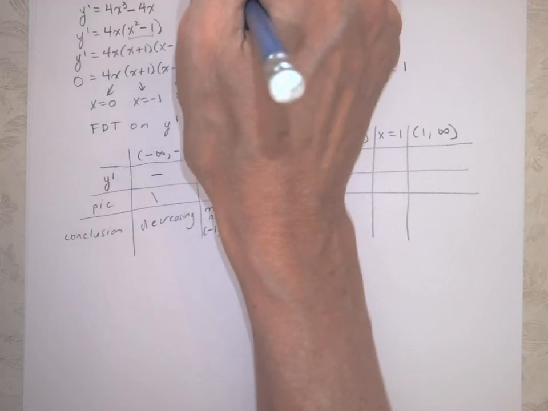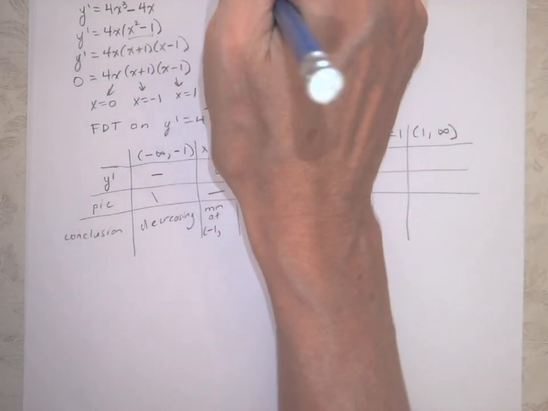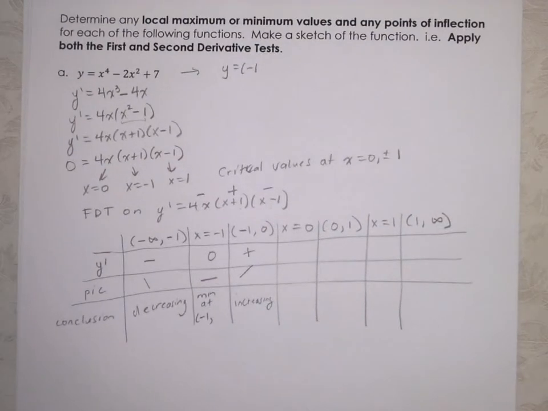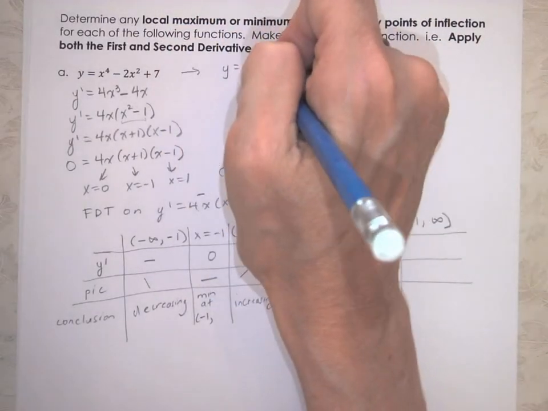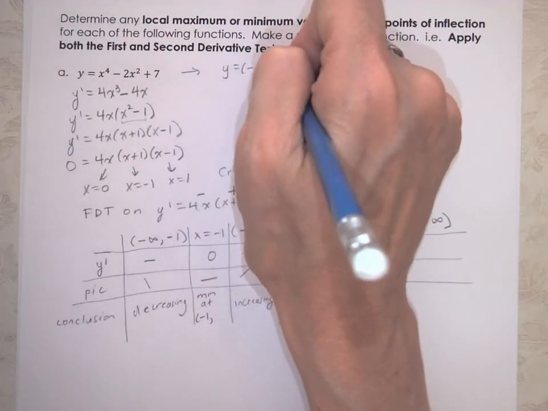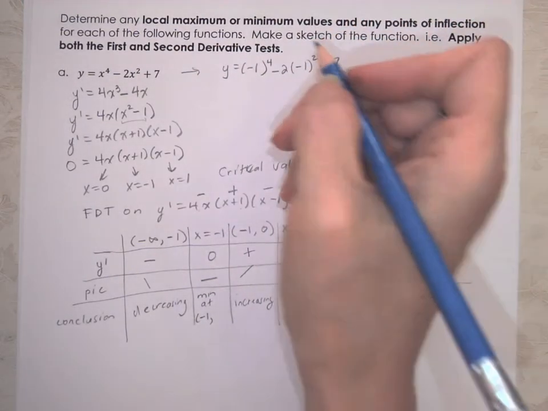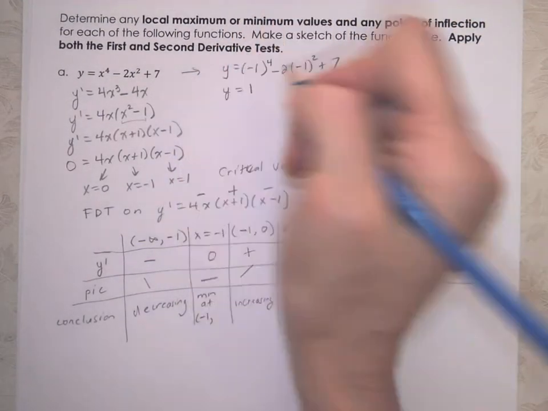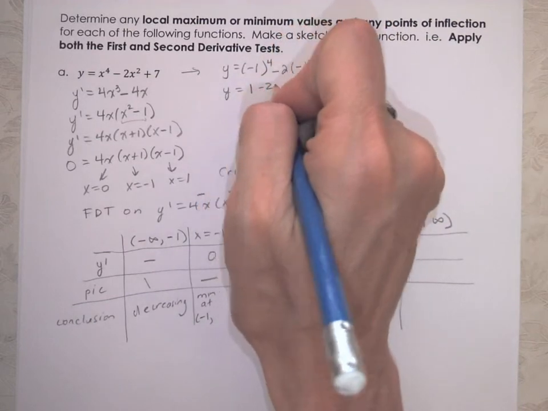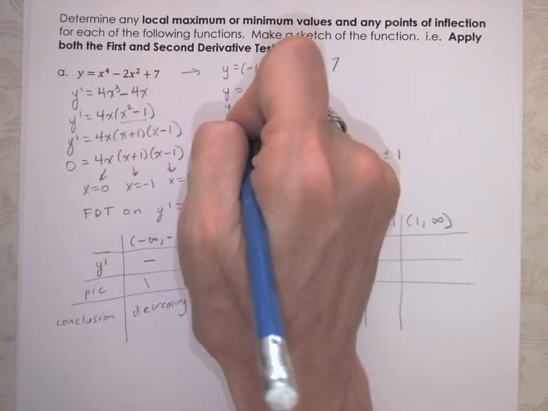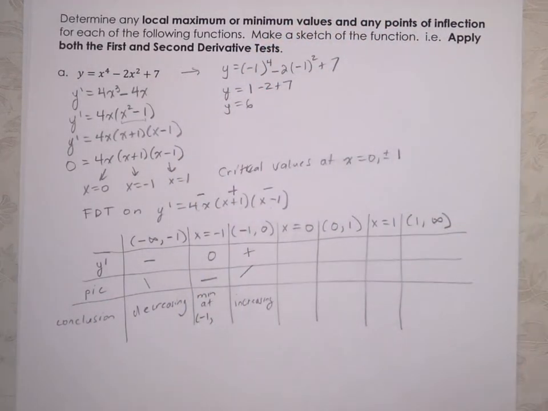So we want to know what y is when x is -1. So -1 to the 4th minus 2 times -1 squared plus 7. Positive 1 minus 2 plus 7 is 6. So we have a min at (-1, 6).